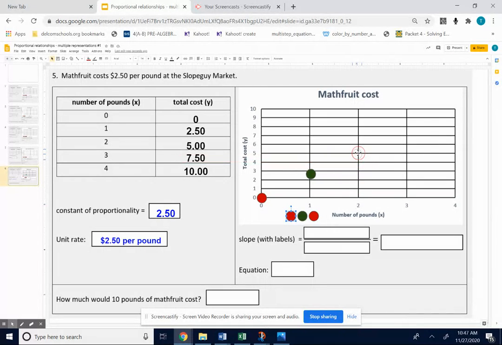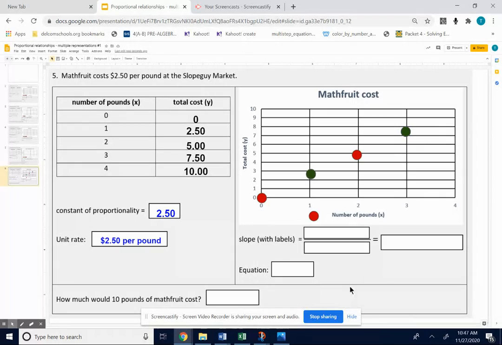Okay, for 2 pounds, $5. Over to 2, up to $5. 3 pounds, $7.50. So over to 3 pounds, $7.50. Okay, I'm across from 7. And right now I'm across from 8. So 7.50 would be right in the middle. Okay, there's 7.50. Whoops. Okay, about there.